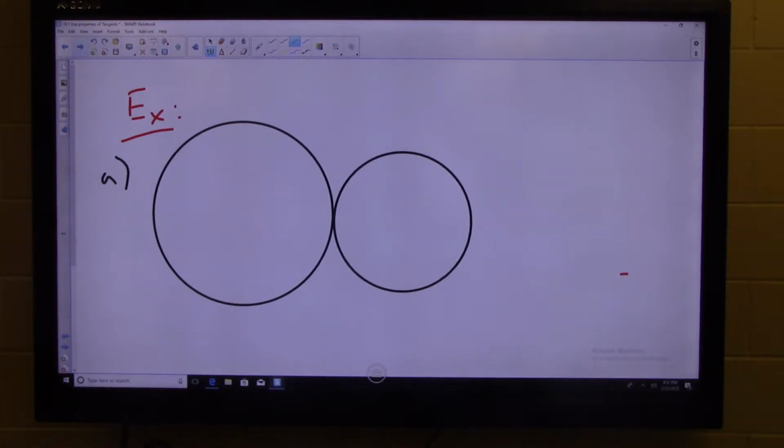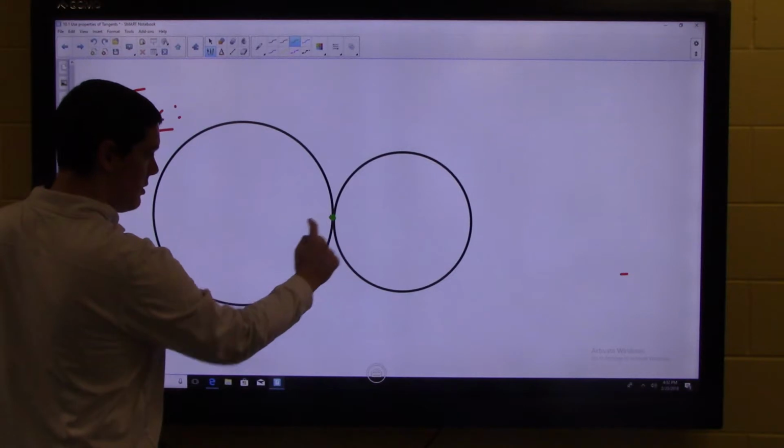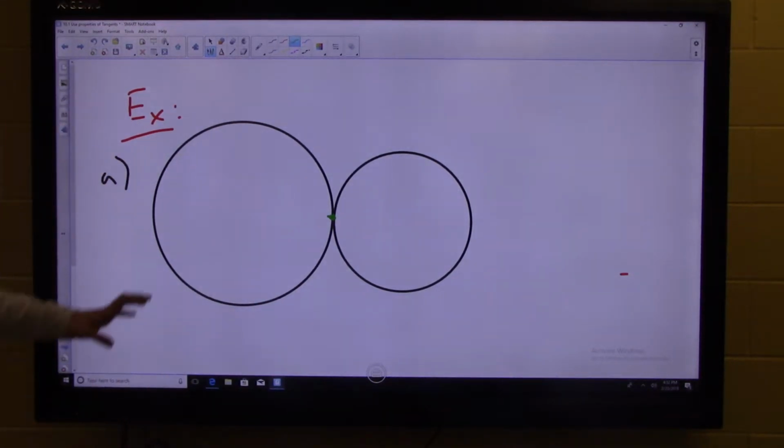So let's look at this guy. It's not the same answer as the last one because our picture's different. There are tangent circles. They're intersecting at that one point. So let's see how many we could draw. Actually, you guys do this without me. So my substitute, if you could pause it here, let the students do this. Pause it right now.